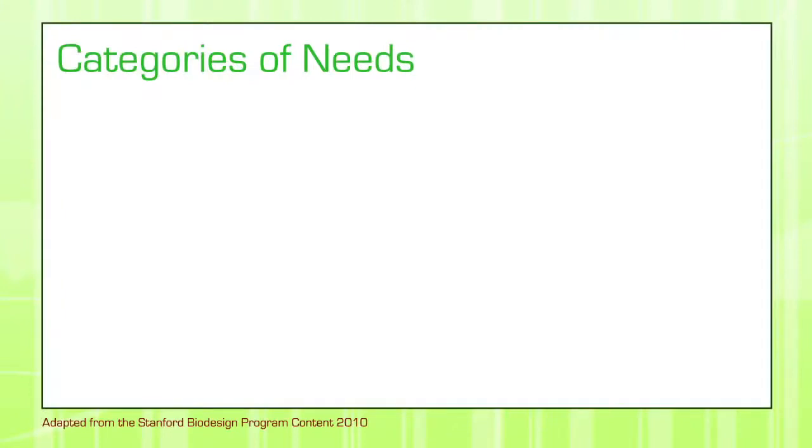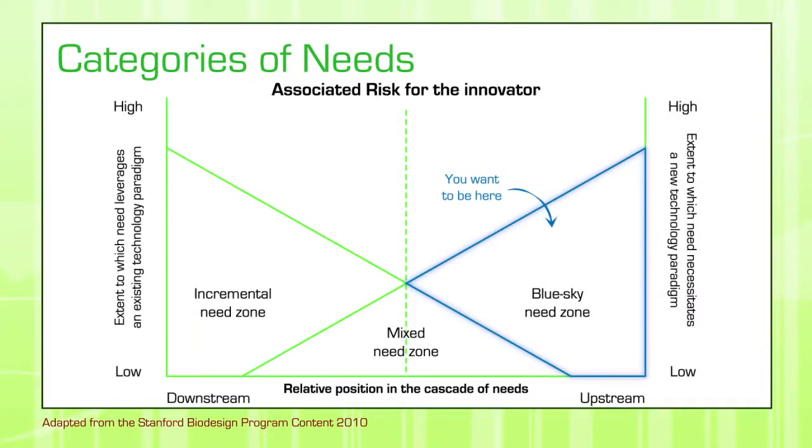After you create your need statement, and we're going to talk about that a little bit later, you can categorize them in probably three main zones of need classification. There are the incremental needs, the mixed needs, and the blue sky needs. And what separates them from each other is the relative position between the risk that they have and the current solutions that they have.